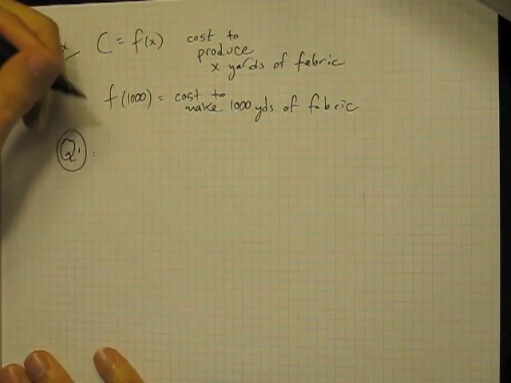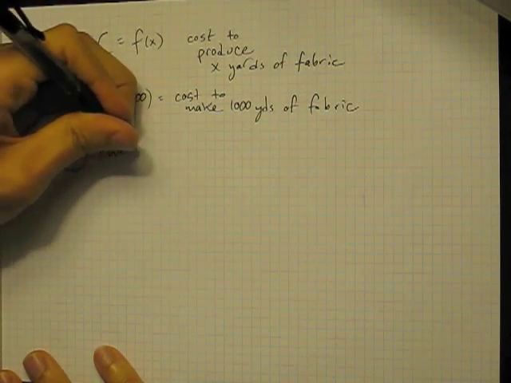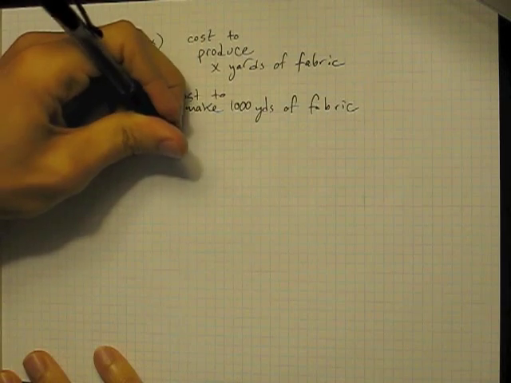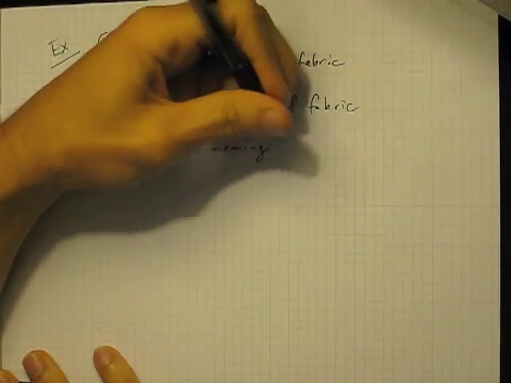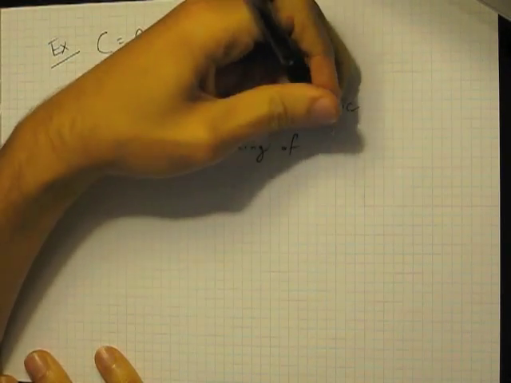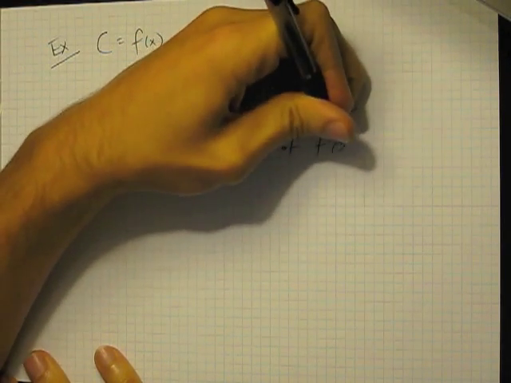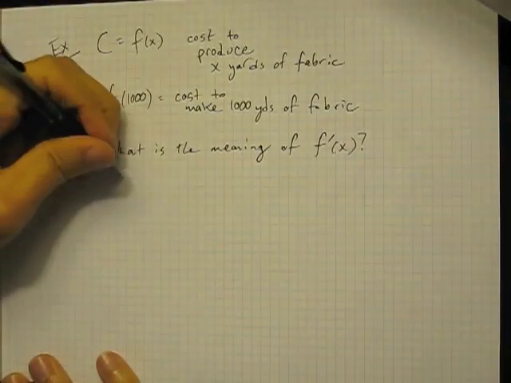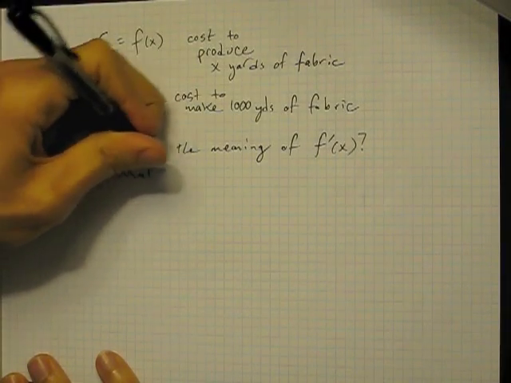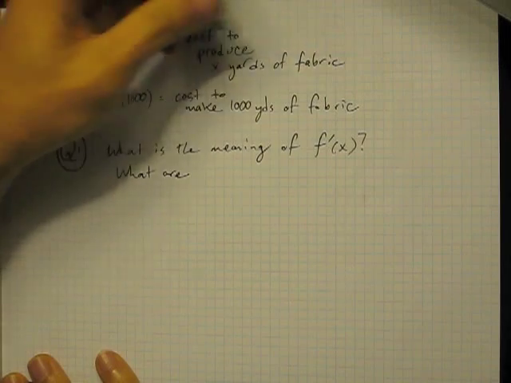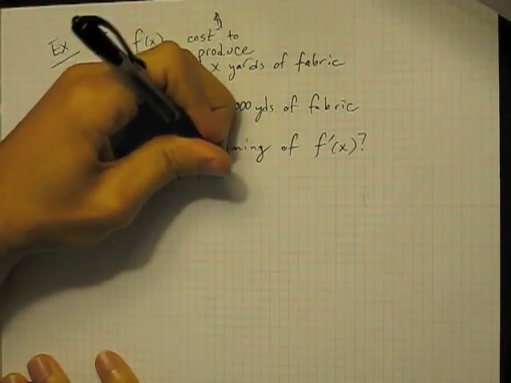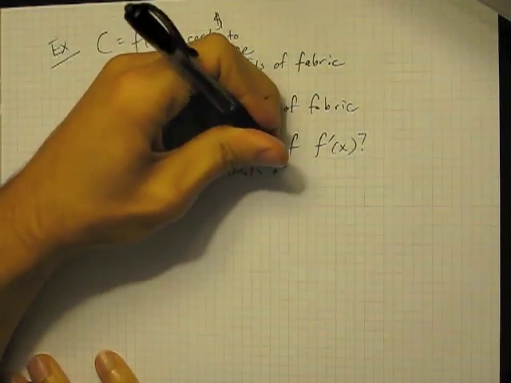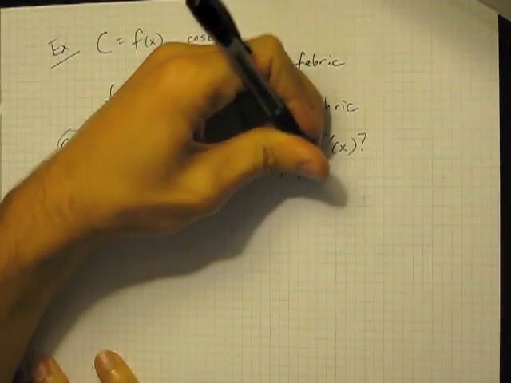Question 1. What is the meaning of f prime of x? And in particular, what are the units? So cost, I guess I should give you, is in dollars here. What are the units of f prime of x?